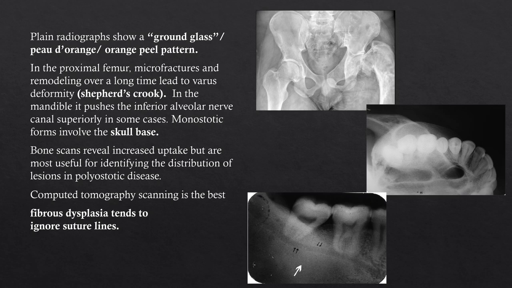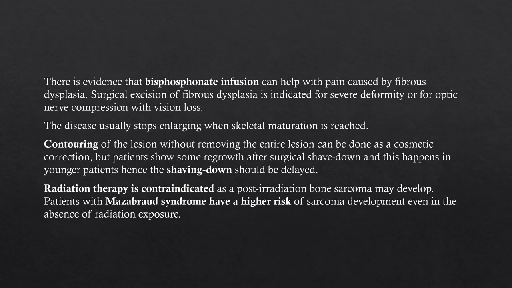As you can see, the second image, or the image in the middle, is the occlusal image of the maxilla, which is a common site for fibrous dysplasia to occur. There is expansion of bone that is seen. Bisphosphonate infusion can help to reduce the bone resorption and not replace it with fibrous connective tissue. Surgical excision is indicated for severe deformity and for optic nerve compression with vision loss.